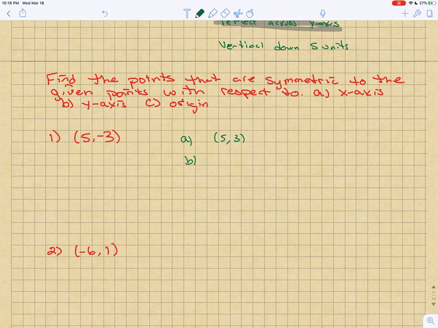B says symmetric with respect to the y-axis. So that means my x values change, but my y values stay the same as the original one. And then in C, it says the origin, and remember that whole test was to replace x with the opposite of x, or y with the opposite of y.